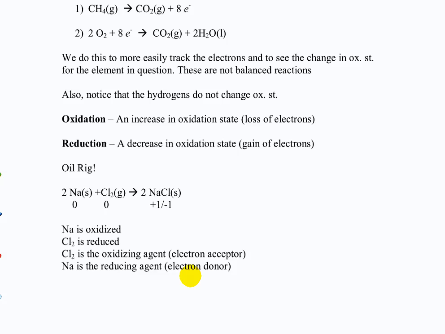So in this case, you got sodium and chlorine becoming sodium chloride. Sodium is oxidized, lost an electron. Chlorine is reduced, gained an electron. Here's where it gets really confusing.